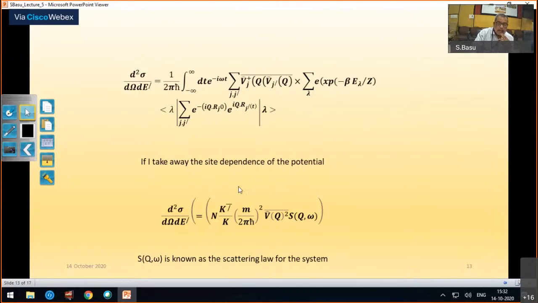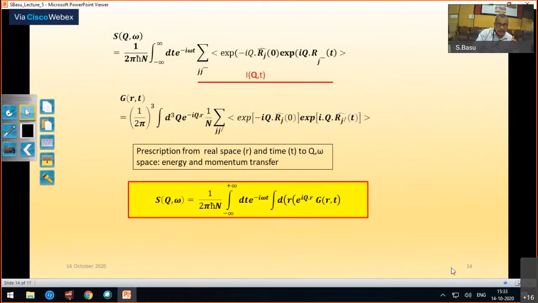So for a simpler case, if I take away the site dependence of the potential, then this expression gives me n k prime by k m by 2 pi, v q squared, because there is no site dependence. The v q squared average of that, and I write something called S(q, omega), which I am calling a scattering law. What is the scattering law? This is what dictates all sorts of scattering from the system that you are going to study. So I'll write it down now explicitly.